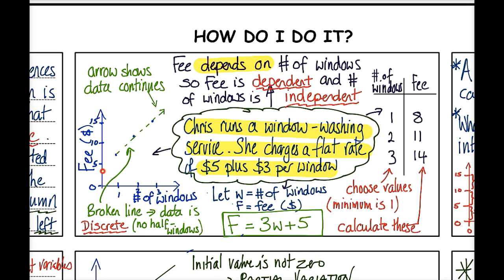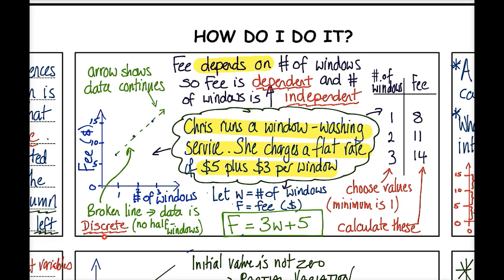The fee is the dependent variable, so it would go on the vertical axis. Notice I put units here next to the fee, dollars, in brackets, and then we plot the data points and we connect them with a line. In this case, we're connecting them with a dotted line, as you can see here, a broken line, and that tells us that the data is discrete.